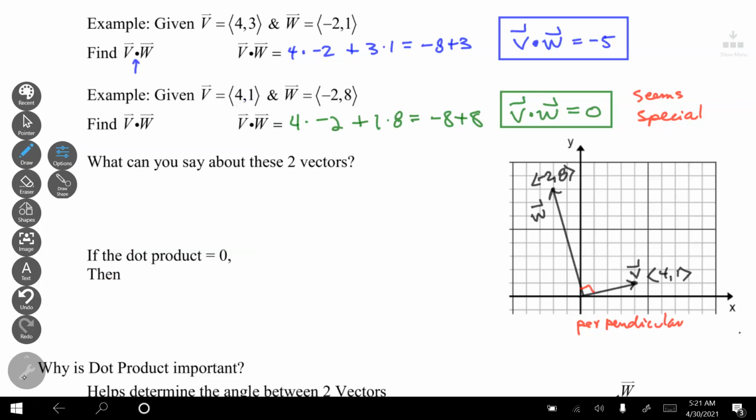So, what can you say about these two vectors? Vector v is perpendicular to vector w. So if the dot product is equal to 0, we could say then the two vectors are perpendicular to each other.